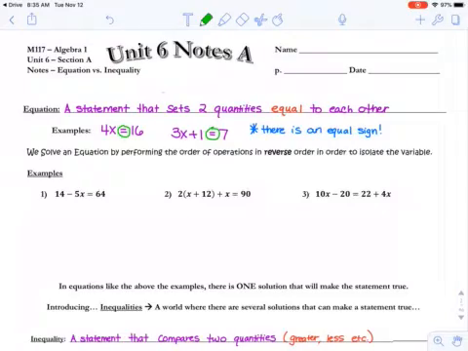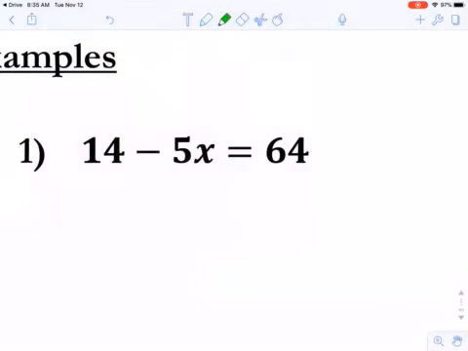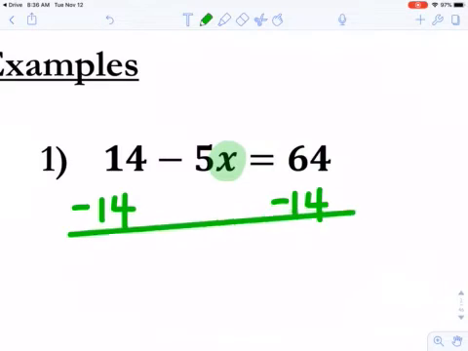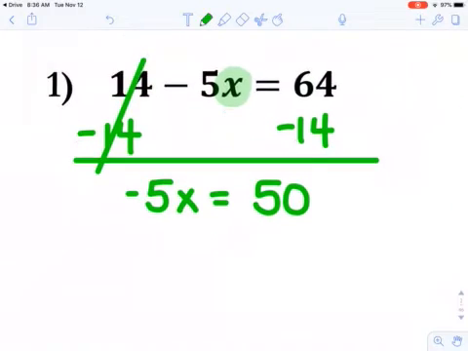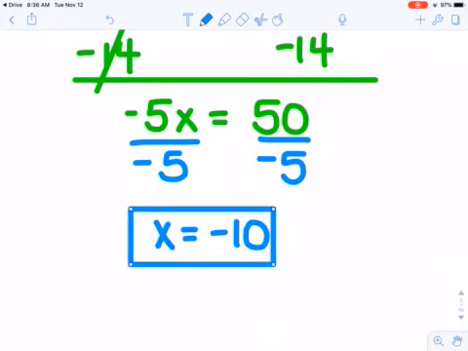Part of this lesson is reviewing how to solve an equation, which is good practice for your final exam anyway. So when I'm solving an equation, I'm trying to get the x by itself. I know you guys know how to do this, so I will go quickly. So we subtract over 14. So we get negative 5x equals 50, and then we will divide both sides by negative 5. So in this equation, x is equal to negative 10.